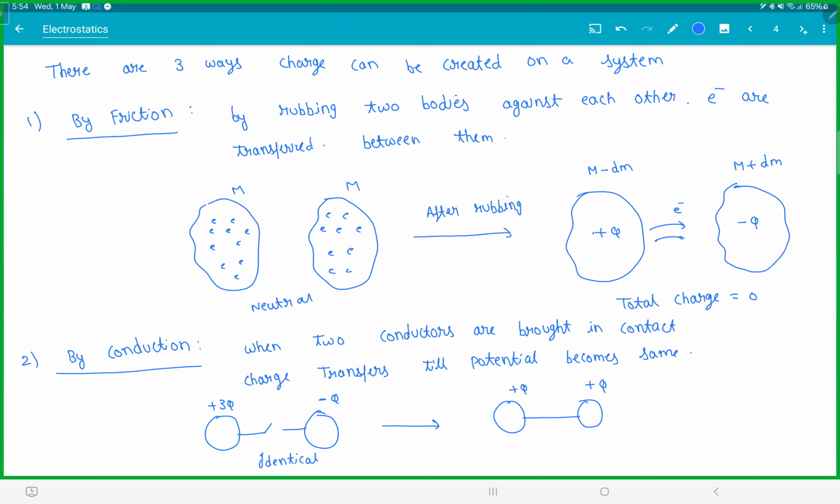Have a look at this. Friction and conduction. Now, if you observe in gravitation, none of this will happen. If you connect two masses, masses won't transfer. If you rub, yes, masses will change, but they don't jump around. That's what I said. Gravitation is actually an easier version of this.